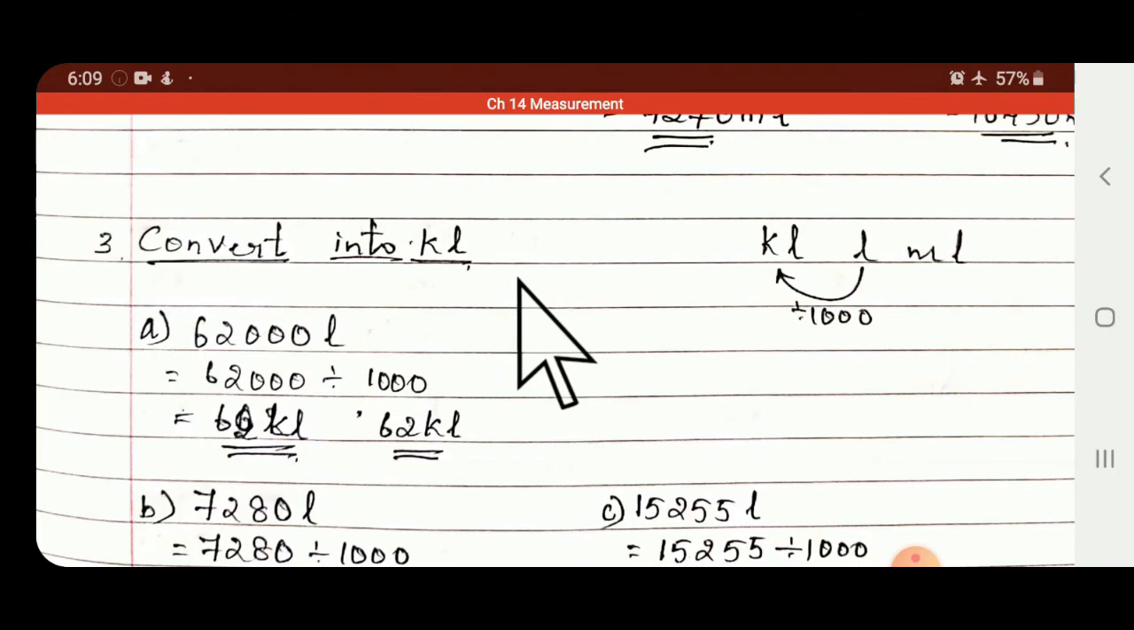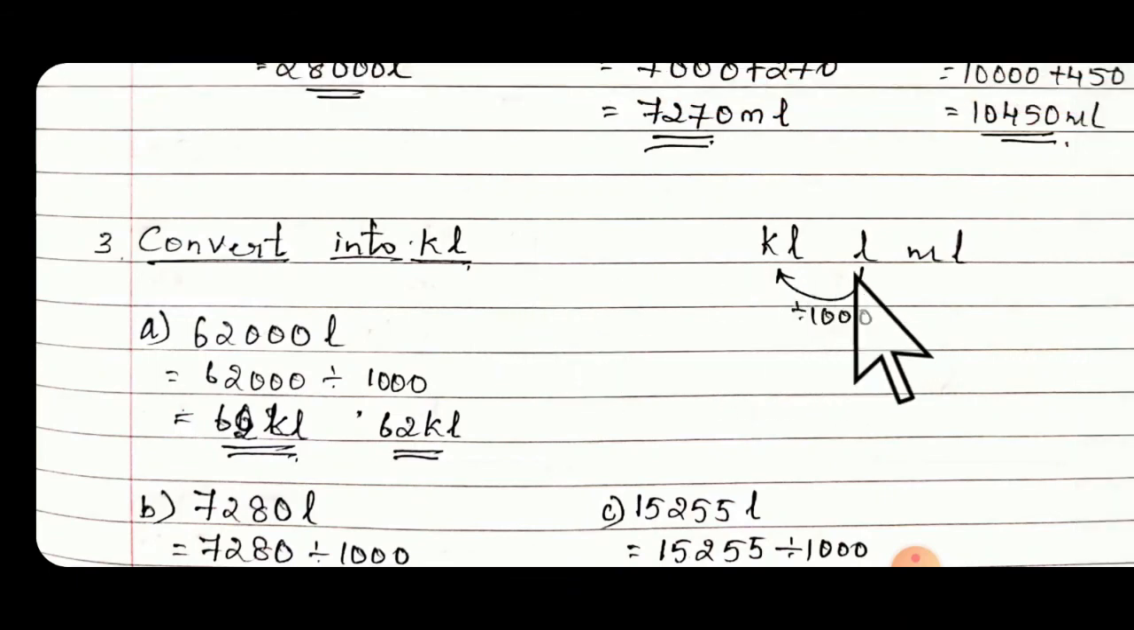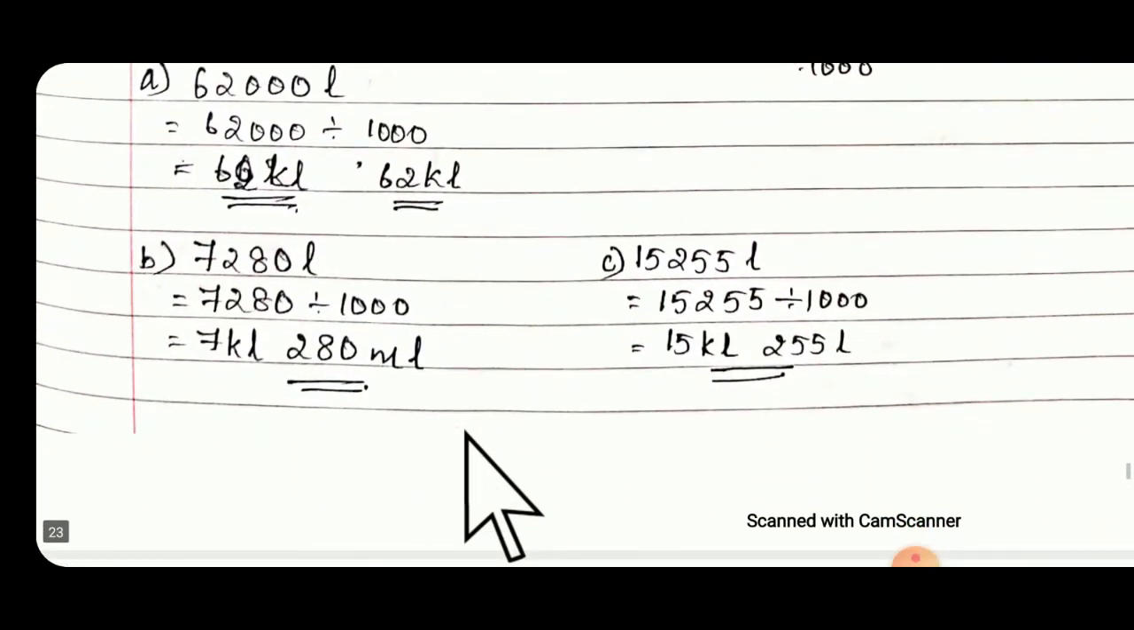Then next, convert into kiloliter. Kiloliter, liter and milliliter, 3 units are there. What is the question given in? Question is in L, and they are asking you to come to KL. L se hame KL ko aana hai. At that time we are going to divide. So 62,000 liter is there. Divide by 1000, it will be 62 kiloliter.